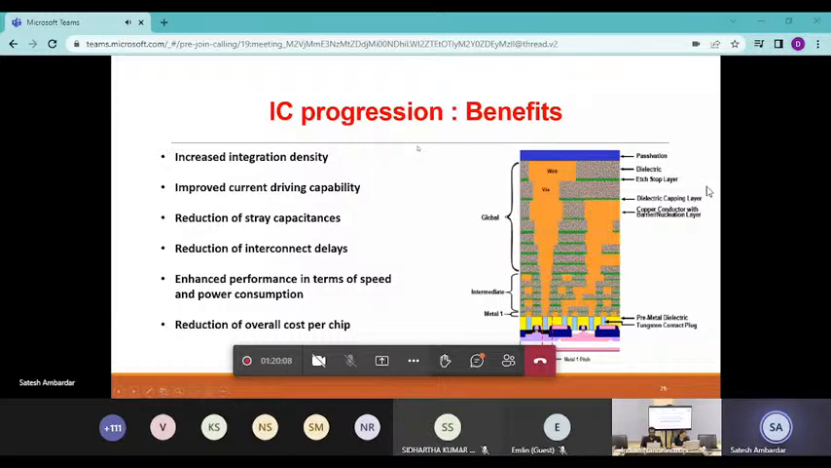So IC progression has resulted in increased integration density, and it has improved the current driving capability. Stray capacitance has been reduced. Stray capacitance is nothing but the unintentional manifestation of electric charge in a circuit or a non-capacitive component. It can be present in any inductor, transistor, or diode. It has also resulted in enhanced performance and speed, and of course a reduction in the overall cost per chip. These are some of the benefits of IC progression that we have seen over the years.